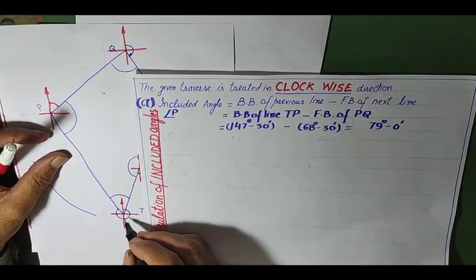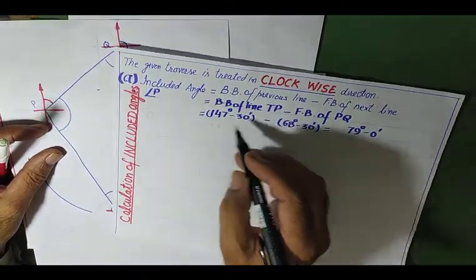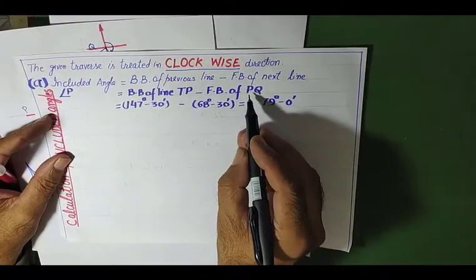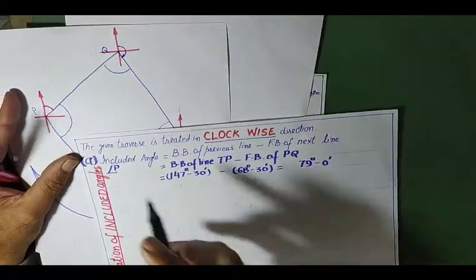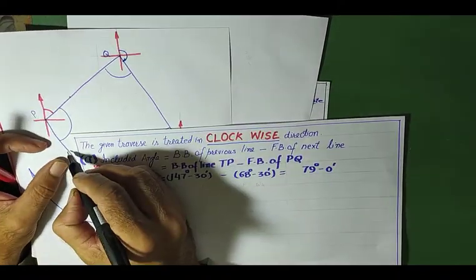The previous line is this line TP. So, back bearing of line TP minus forebearing of line PQ. PQ is our next line from point P. This is my next line, and this is my previous line.